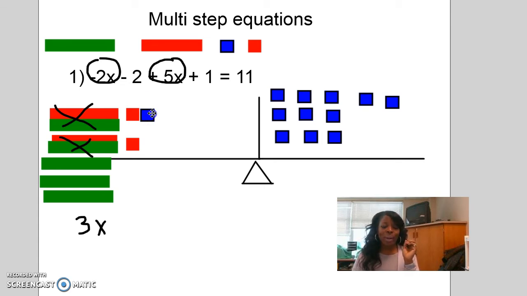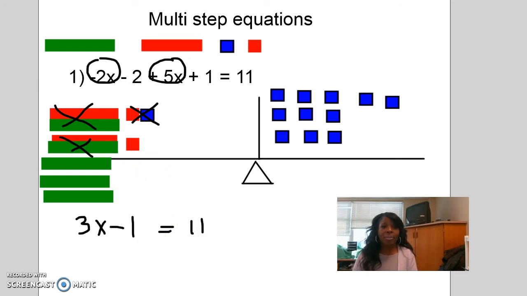So you add a square, so that's called a zero pair. You get rid of it. So negative 2 plus 1 is negative 1. And that makes sense because we have more negatives than positives. Okay, so that's going to be 3x minus 1 still equals 11.